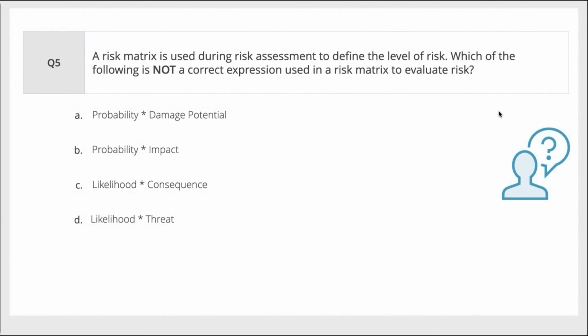So I just talked about it, and there are synonyms, right? You can see the words probability and likelihood, and they're the same. Damage potential, consequence, impact, and so on. These are again pretty much similar, and what we're looking for is not a correct expression. We're looking for an incorrect expression. So 10 seconds more.